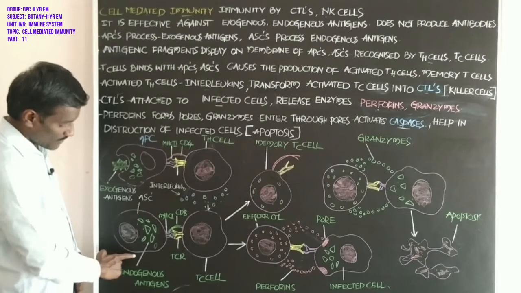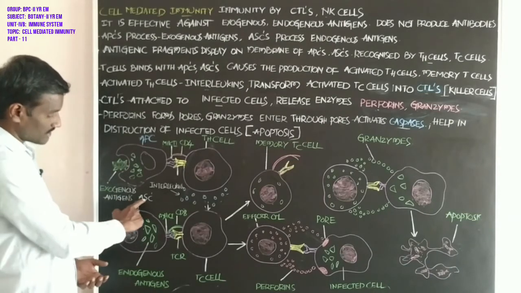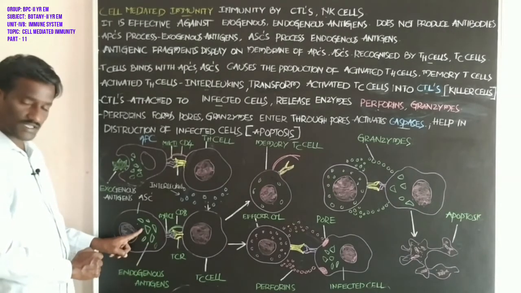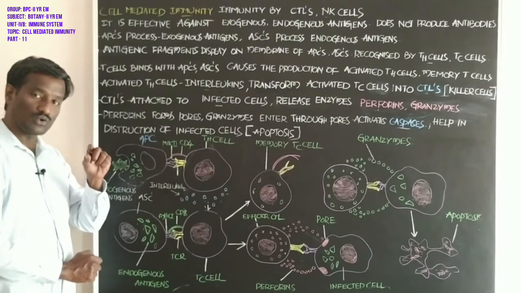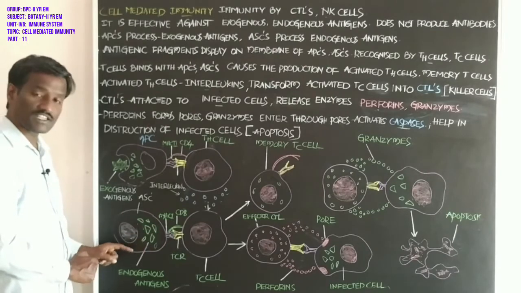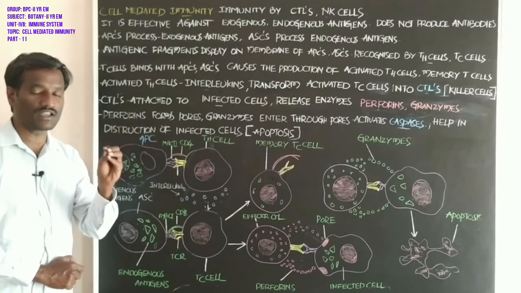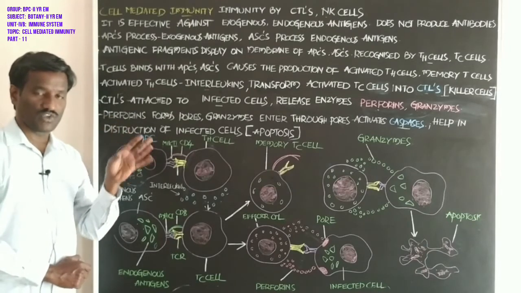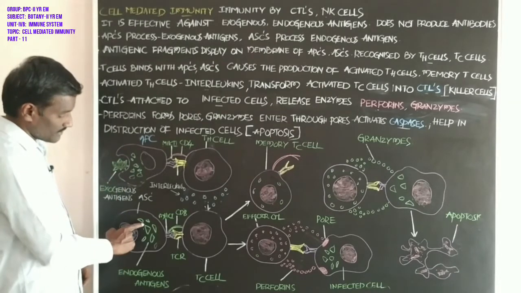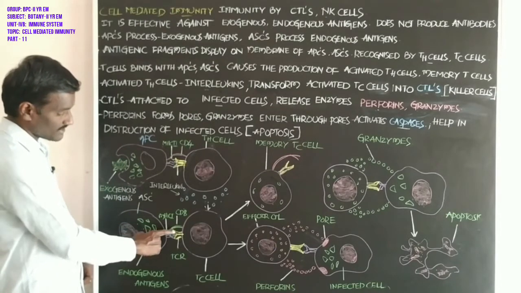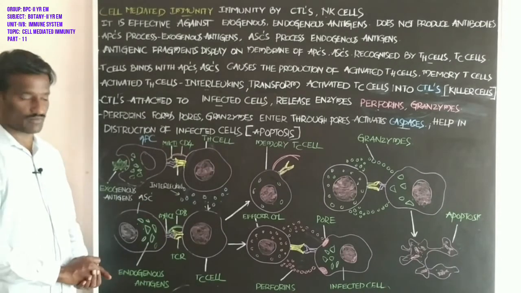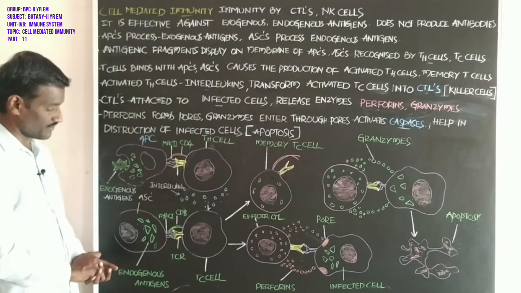Okay, next, what about endogenous antigens? Altered self cells. Endogenous antigens are processed and converted into antigenic fragments. This is the altered self cell. All nucleated cells in the body are called altered self cells, including infected cells in the body. Okay, antigenic fragments are presented through the class 1 MHC molecules of the altered self cell.